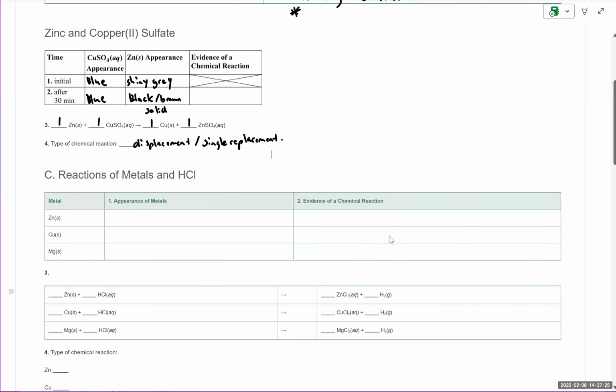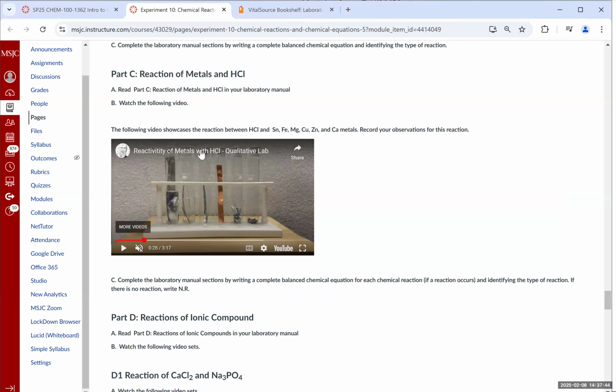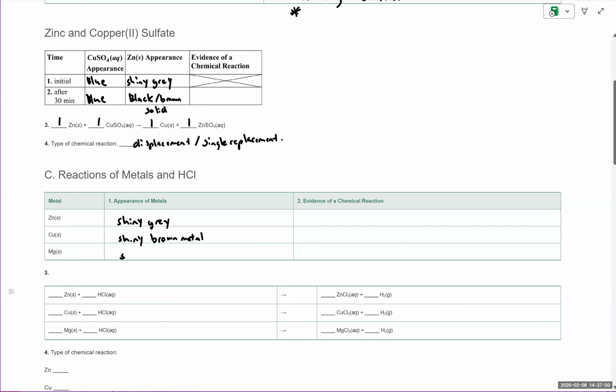So in this case, zinc is a shiny gray metal. Copper is more of a shiny brown metal. And magnesium is also a shiny gray metal. But don't worry, things are going to get quite exciting.